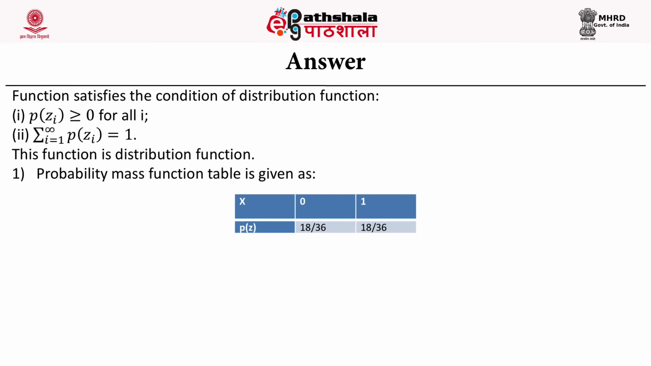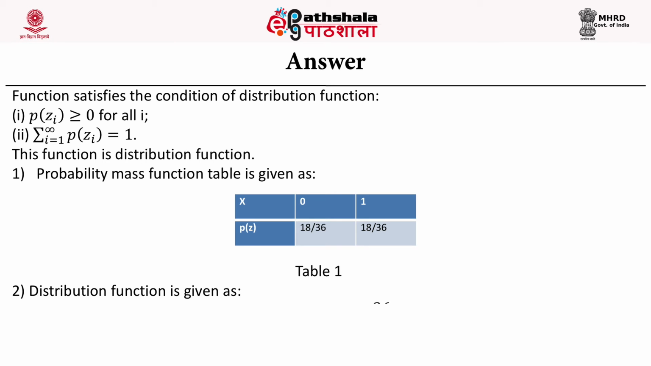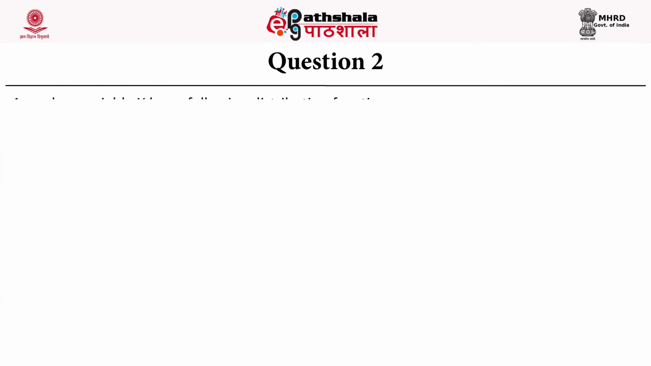The probability mass function is given here as x equal to 0 and 1, with probabilities half and half, and the distribution function is given here as F of 1 when x is less than or equal to 1. That means we are clubbing all the probabilities of 0 as well as 1, so the answer is coming out to be 1. Now we have another question.